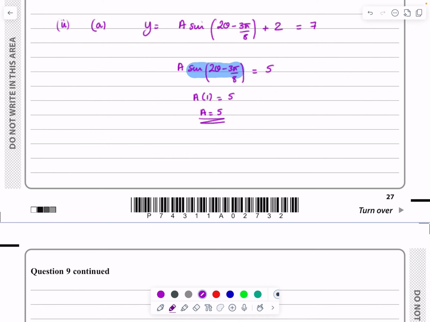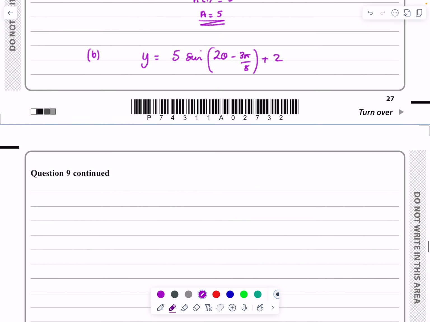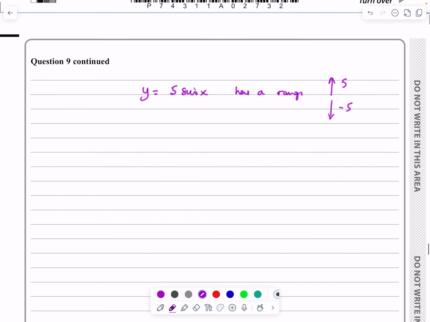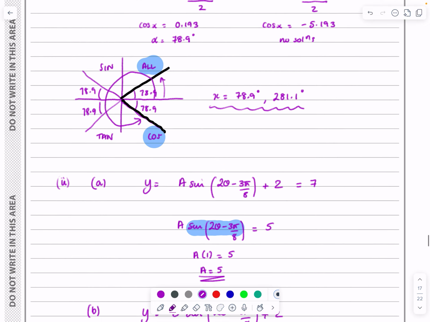So we're doing part B, and we're saying now y is 5 sine (2 theta minus 3 pi over 8) plus 2, and we're saying y equals 5 sine x, call that x not alpha, 5 sine x has a range 5 to minus 5, therefore the range of values is 10, and so the minimum value is 7 minus 10, as we did in that diagram just a minute ago, works out to be equal to minus 3.